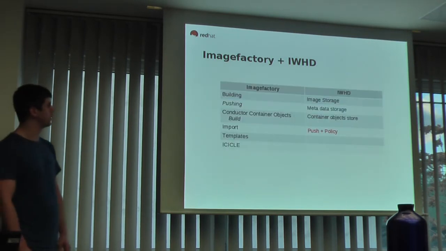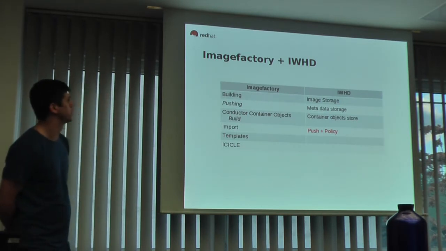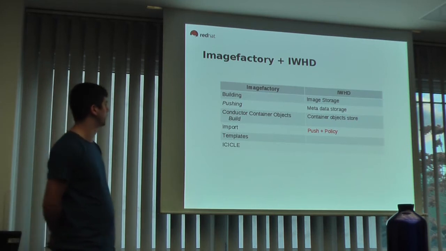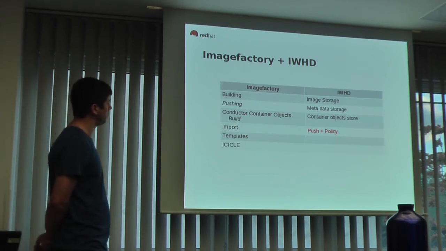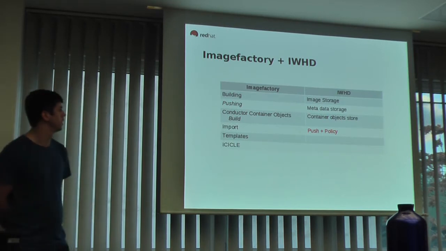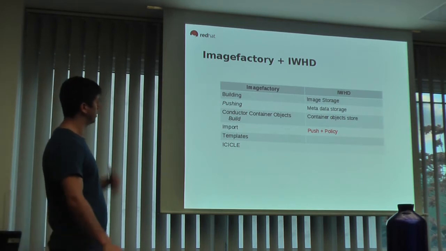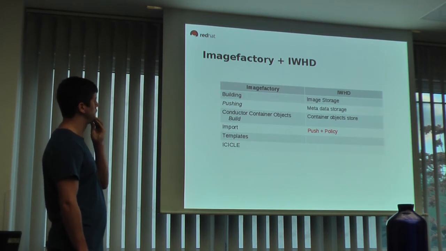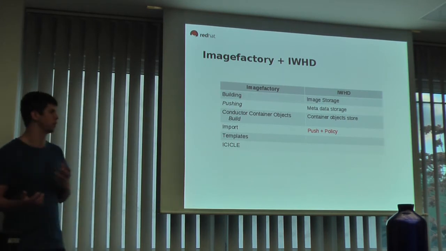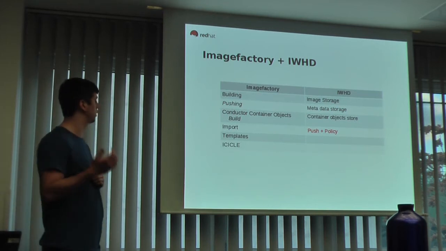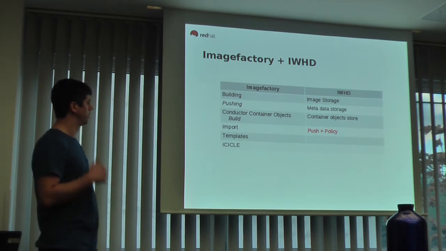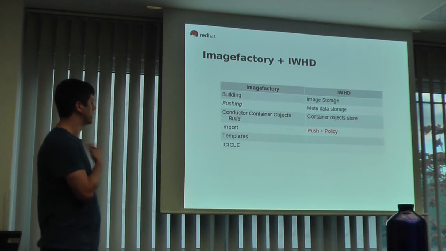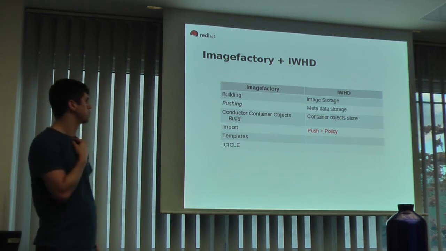So essentially these were the responsibilities shared between Image Factory and Image Warehouse daemon. Image Factory was essentially tasked with building images for different cloud providers in different formats, and for pushing those images to particular clouds. It also understood some extra objects that weren't really essential to Image Factory, but that really were Conductor ideas. It supported importing images. It had template and icicle resources that were stored as separate resources within Image Factory.